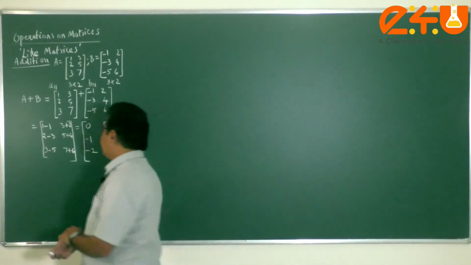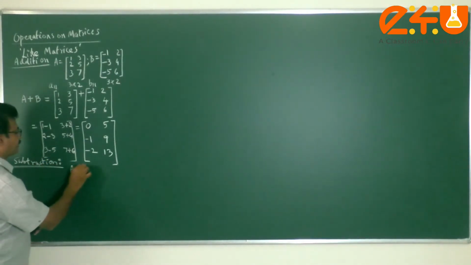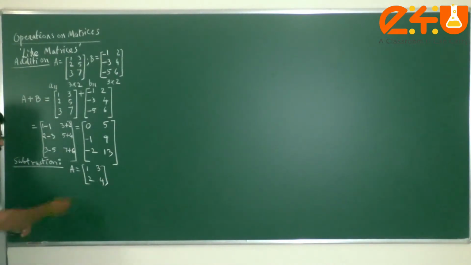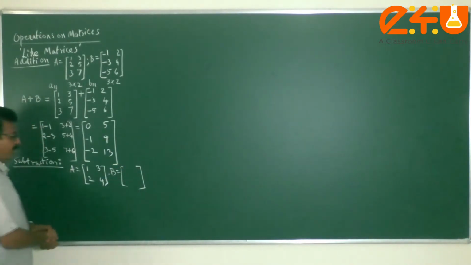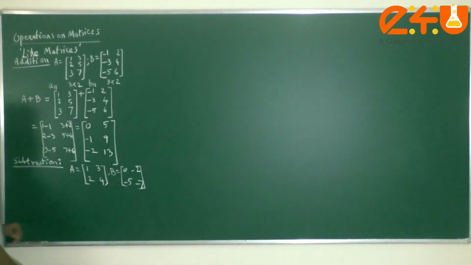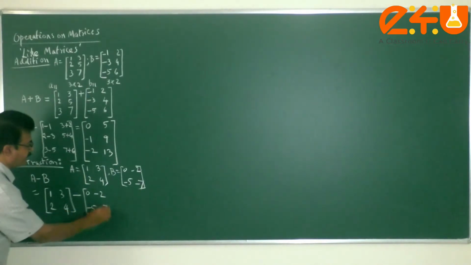And similarly, subtraction you can carry out. Probably I can give a different exercise. So let A be 1, 3 and 2, 4. Matrix A, which is a 2 by 2. And when I say I can subtract, I have to take a similar matrix, like matrix 2 by 2 only. So let me say this is 0, minus 2, minus 5 and minus 7. And I want to perform this operation A minus B. So when I want to do A minus B, yes, it is 1, 2, 3, 4 in column 2, subtraction, 0, minus 2, minus 5, minus 7, done.